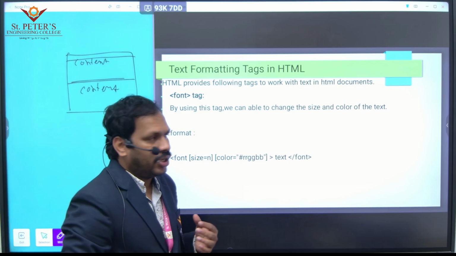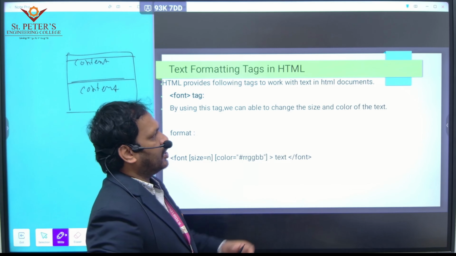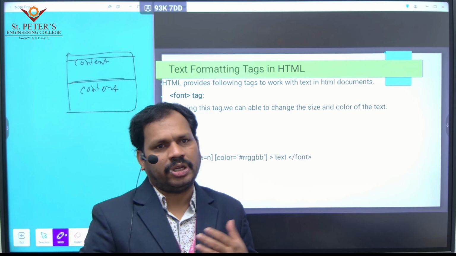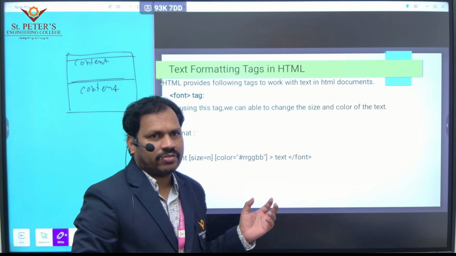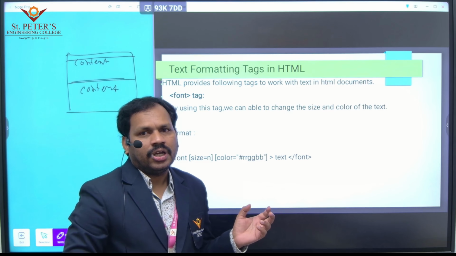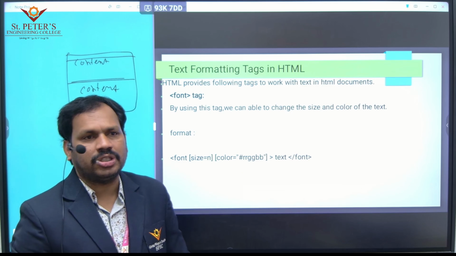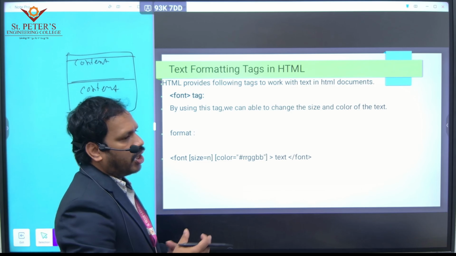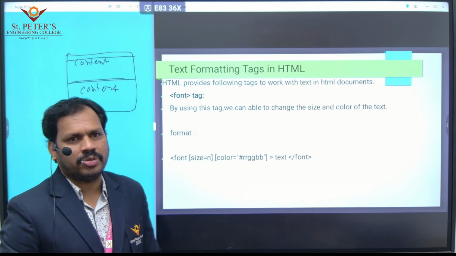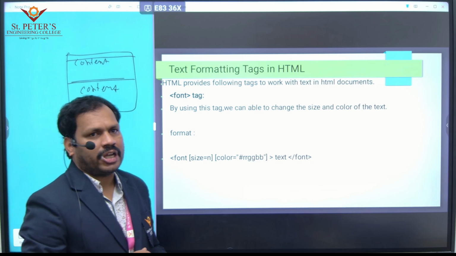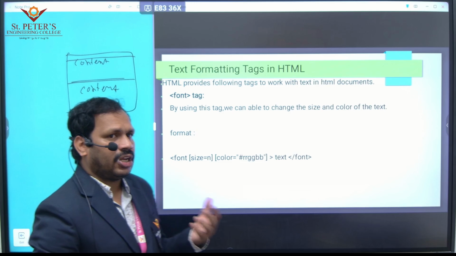So here HTML provides the following tags to work with the text in the HTML document. Based on what we have already specified, we are going to be specifying paragraphs. Like that, we are going to be using the font tags also. Font is what type of style, the font style, we are going to be specifying. It is going to be Times New Roman or other things, Arial, like that we are having.